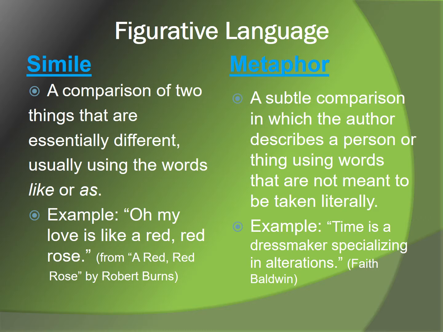What is simile? Simile, as a definition, is a comparison of two things that are essentially different, usually using the words like or as. Look here at the example: Oh, my love is like a red rose. Notice in this example we used the word like.